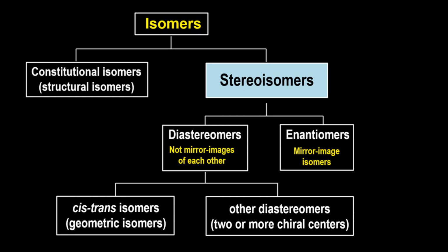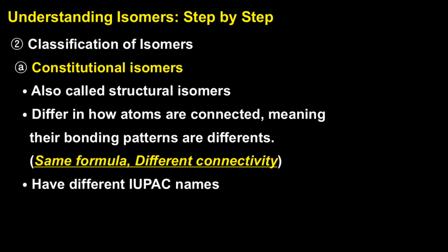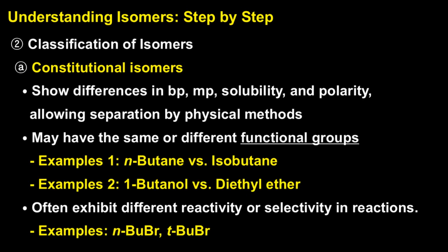Alright, let's go through these one by one. First, let's take a closer look at constitutional isomers and how their connectivity impacts molecular properties. Constitutional isomers have the same molecular formula, but their atoms are connected differently, and that difference in connectivity means they end up with different IUPAC names. This difference can also cause big changes in physical and chemical properties. For example, constitutional isomers can have different boiling points, melting points, solubility, and polarity. And because of these differences, they can be separated using physical methods. Some of them might have the same functional groups, while others have entirely different ones, which affects how they react.